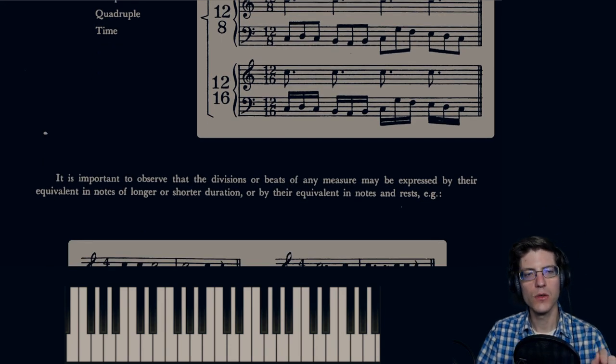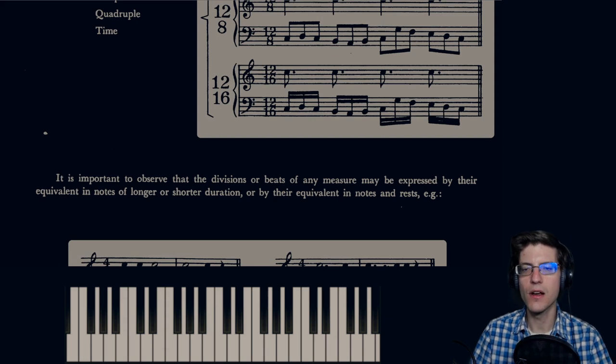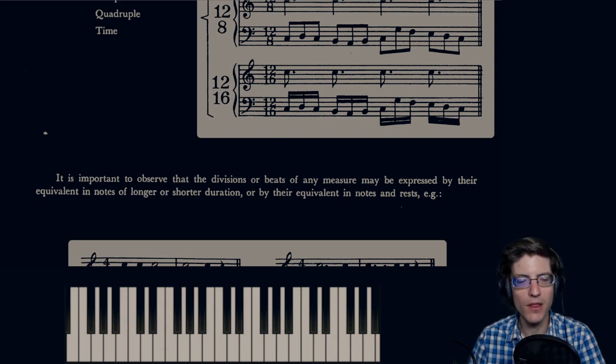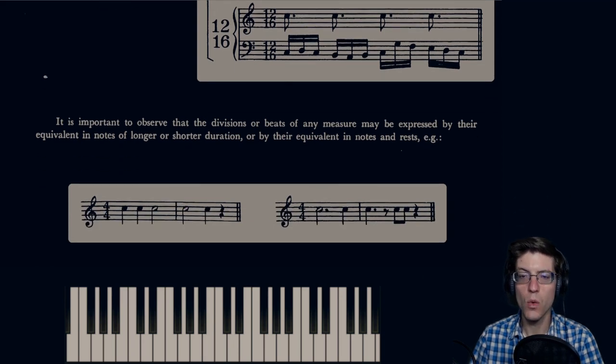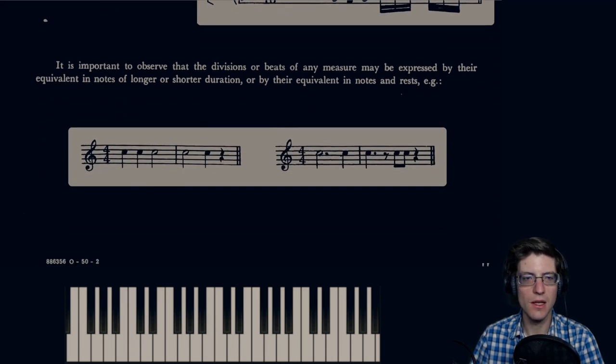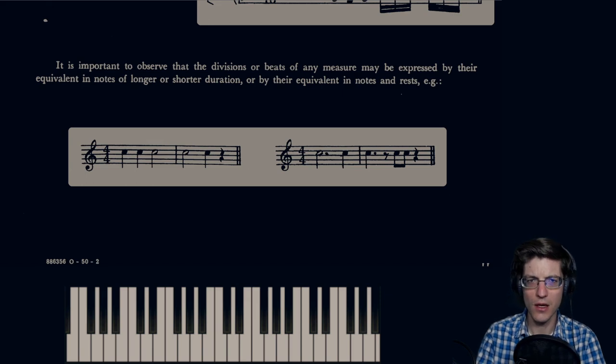It's important to observe that the divisions or beats of any measure may be expressed by their equivalent in notes of longer or shorter duration, or by their equivalent in notes and rests. Okay, so every single measure has to have the correct number of divisions, whether those divisions are made up of actual pitches that are played or rests. Doesn't matter, you have to have that many divisions.